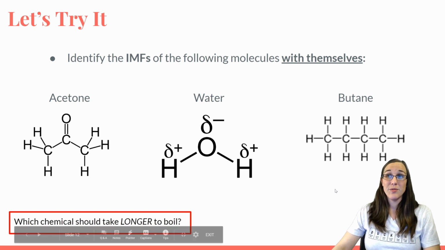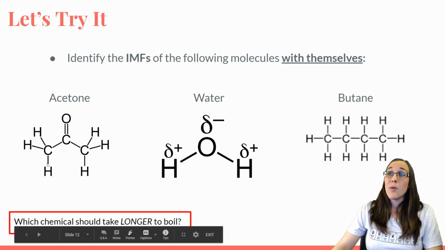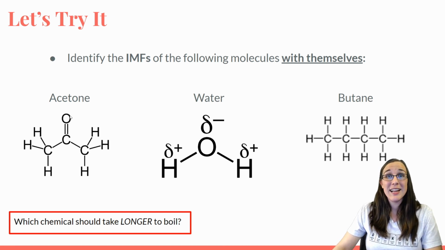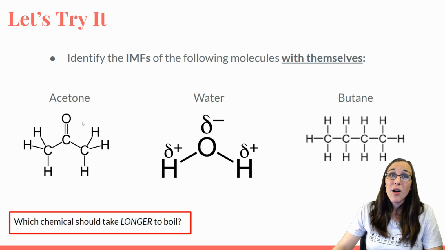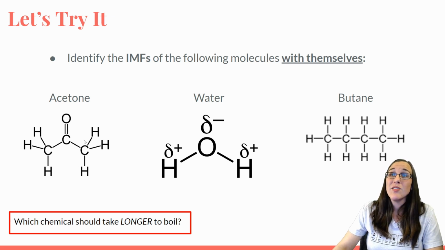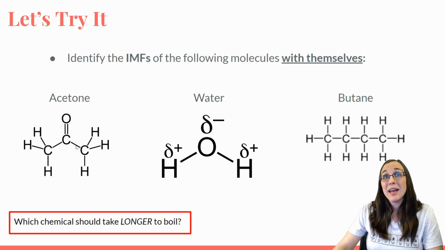Let's start with acetone. Acetone has a dipole arrow. The reason I know that is because carbon and oxygen have very different electronegativities. That means that oxygen would be slightly negative and carbon would be slightly positive. In this case, our dipole arrow would be pointing towards oxygen, meaning that we have an overall net dipole going up. However, we also have areas of nonpolar bonding.